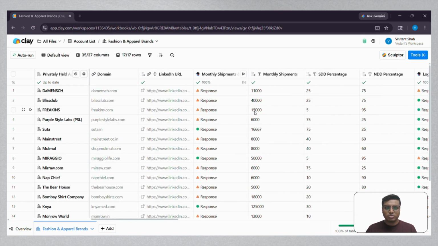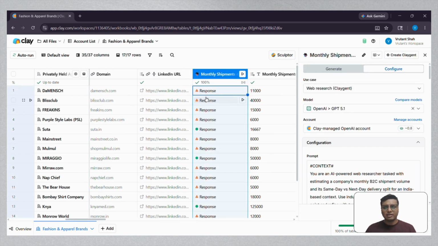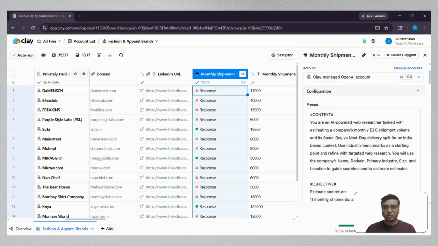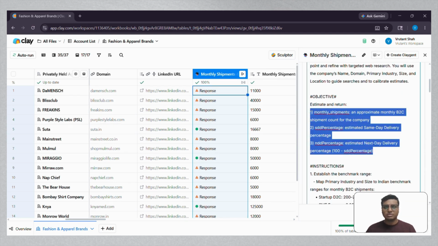Next, we are going to build a logistics intelligence table. The interesting thing here is that we are using an AI where we have engineered a particular prompt that estimates two initial things for us. One is the monthly shipment volume, and it gives us the split between same day and next day delivery for those shipments. Both of these directly drive the rate calculations.